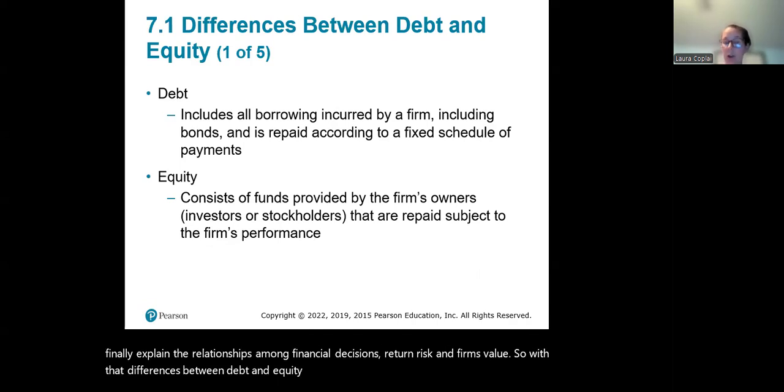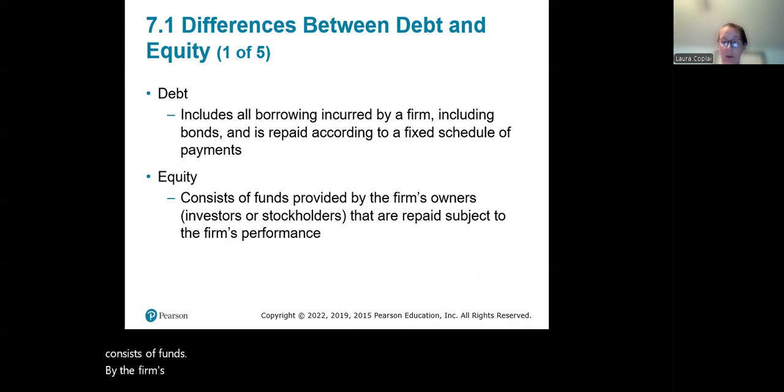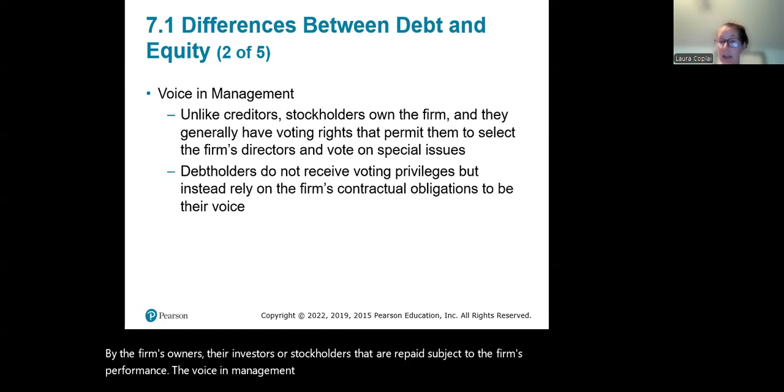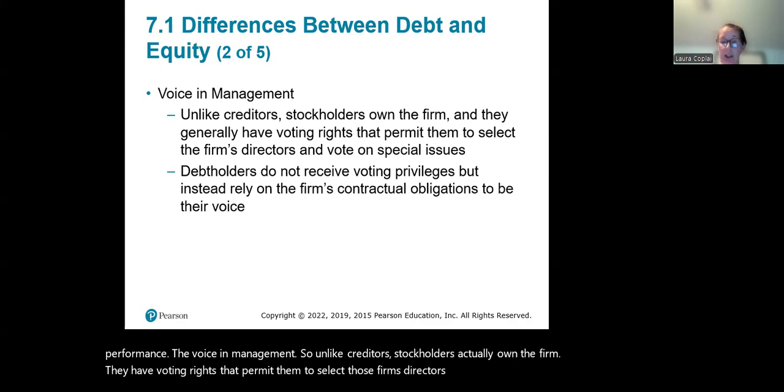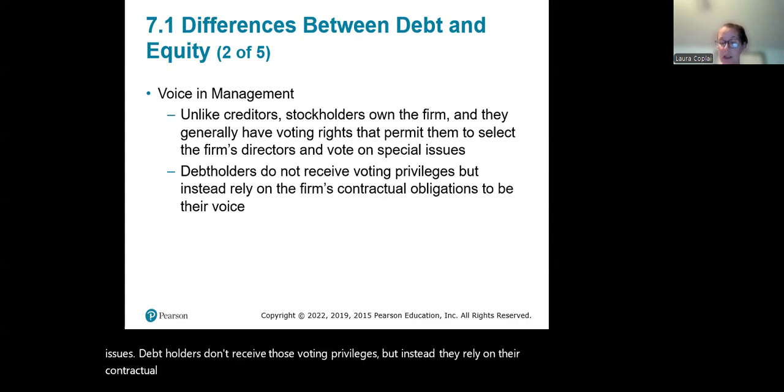What is debt? Debt includes all borrowing incurred by a firm, including bonds, and that's repaid according to a fixed schedule of payments. Equity consists of funds provided by the firm's owners, their investors or stockholders, that are repaid subject to the firm's performance. The voice in management. So unlike creditors, stockholders actually own the firm. They have voting rights that permit them to select those firms' directors and vote on special issues. Debt holders don't receive those voting privileges, but instead they rely on their contractual obligations with that firm to be their voice.